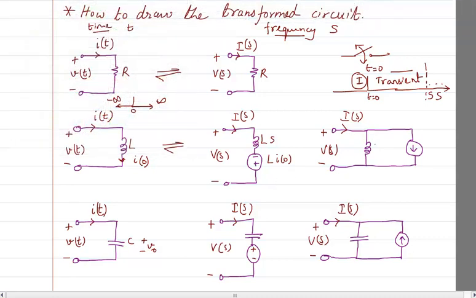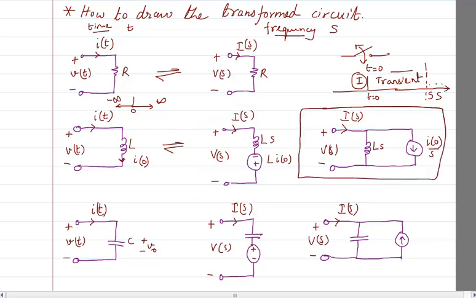If you want to use this circuit, then again this one is Ls, and here the current that is flowing is I naught divided by S. Okay, so either you use this circuit, that means either you transform this one to this circuit, or you can use this circuit to transform. You can use either one of them.